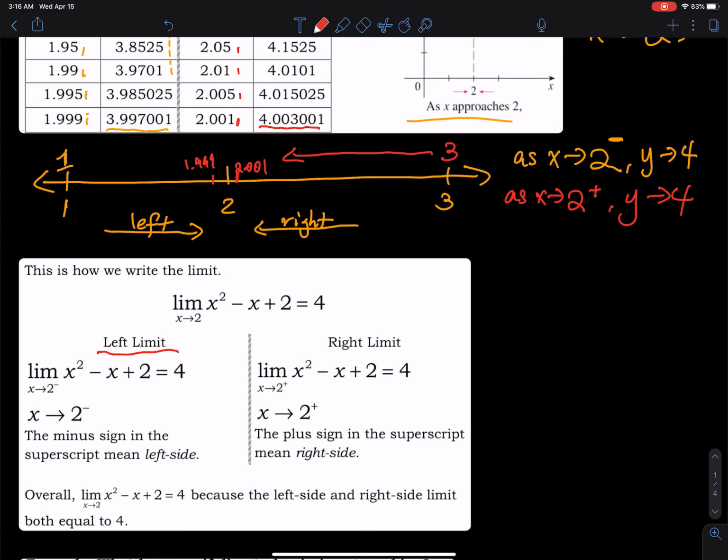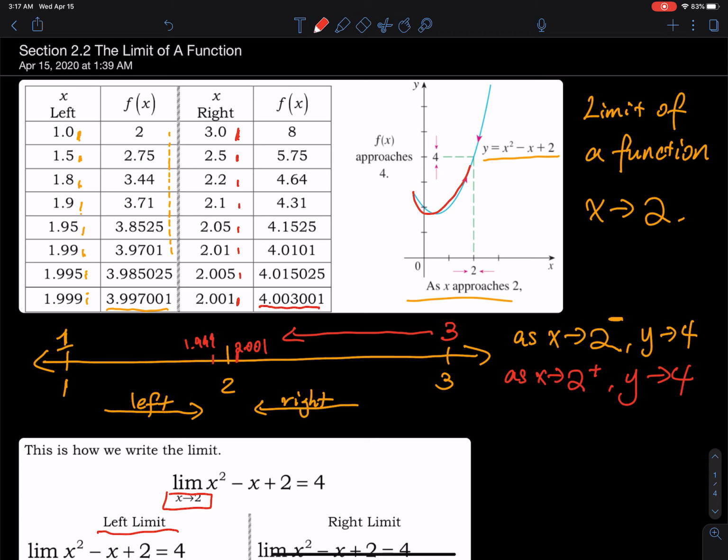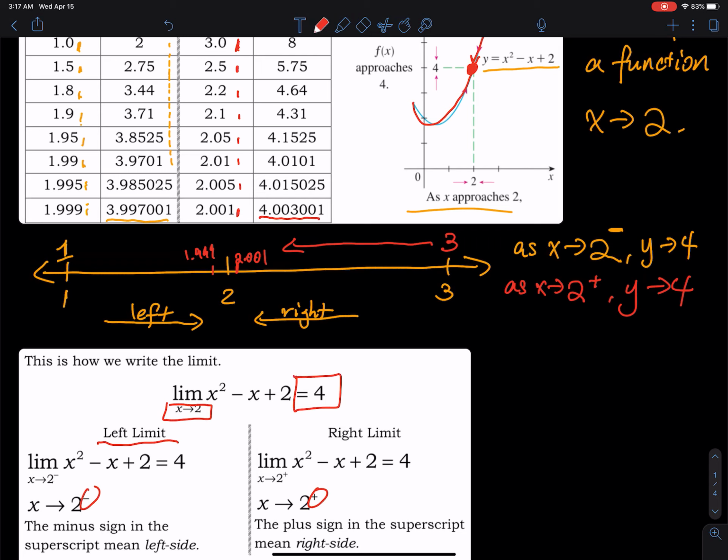What about when there is no plus or minus? No plus or minus means, as x approaches 2, listen, from either side. That is what no sign means. Minus is left, plus is right. No sign means from either side. The limit approaches 4, or you can say the y value approaches 4. We go back to the picture. As x approaches 2 from the left, y approaches 4. As x approaches 2 from the right, y approaches 4. So therefore, the limit is equal to 4.